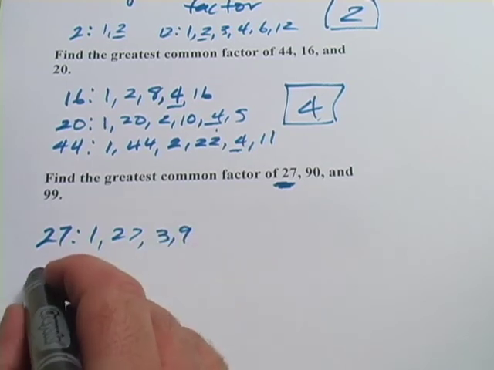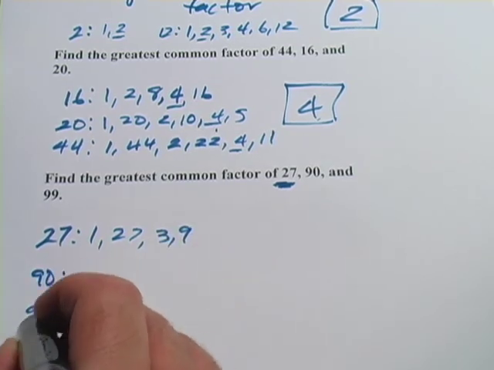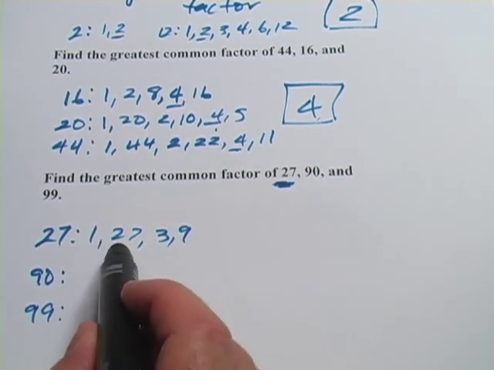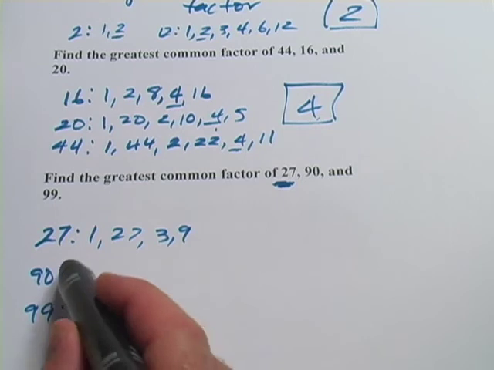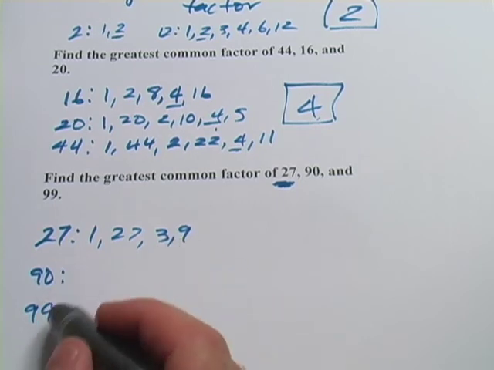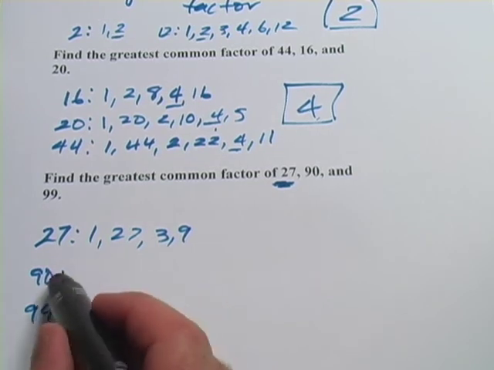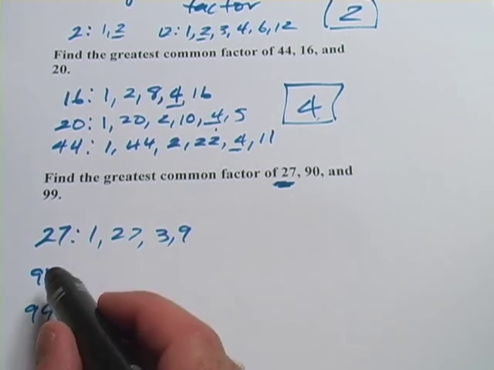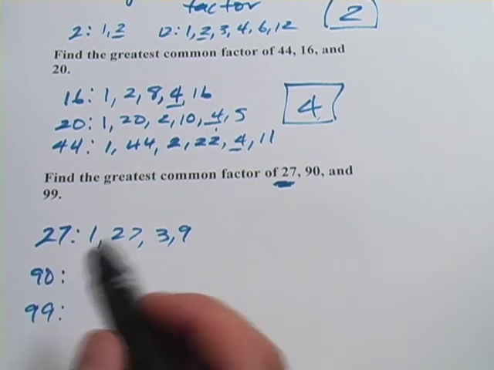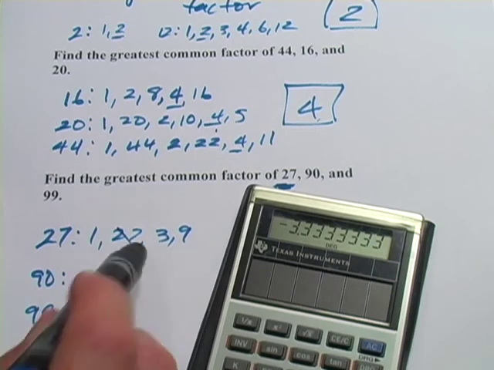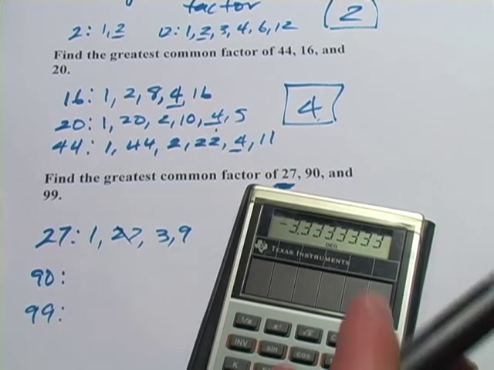So what I'm going to do, instead of listing all the factors of 90 and all the factors of 99, I'm going to test, starting with the biggest one, whether 27 is a factor of these two, and then I'll go down to the next one, whether 9 is a factor of these two if I need to. To test whether 27 is a factor of 90, you'd take 90 and you'd divide it by 27, and if you get a decimal like I just got, you know it's not a factor. So 27 is out. So I want to go down to 9 next.